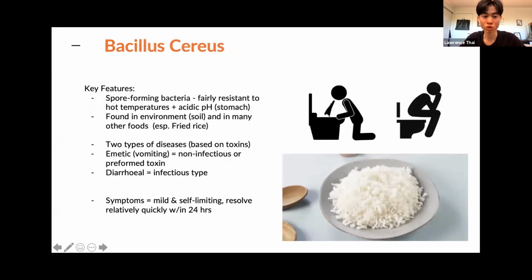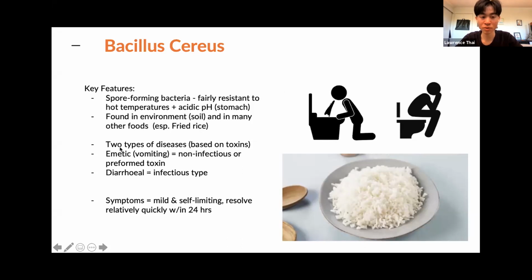Okay, so we're going through Bacillus cereus. So these are the really quick key features. It forms spores. So spores are like a state of the bacteria where they're resistant to lots of different things, to the environment, really. They're really hardy. They're really hard to break down and remove. And so they're fairly resistant to hot temperatures and acidic pH, so the stomach. And this bacteria is found in a lot of places, the environment, and also food, especially fried rice, because that's often a common source of food poisoning with this kind of bacteria.